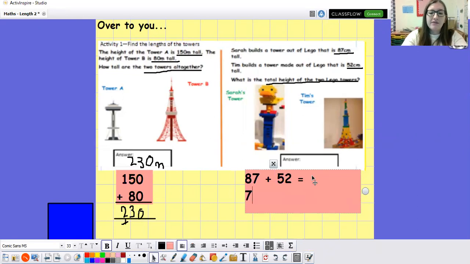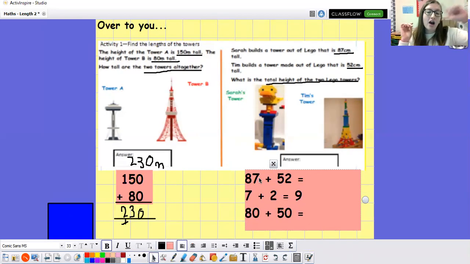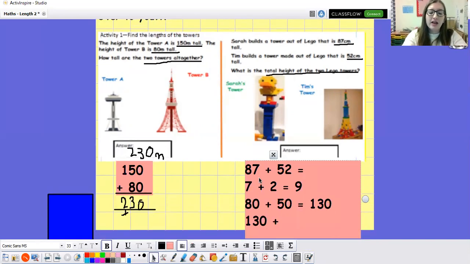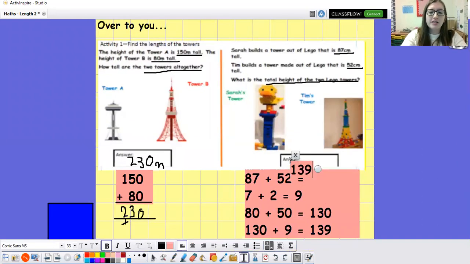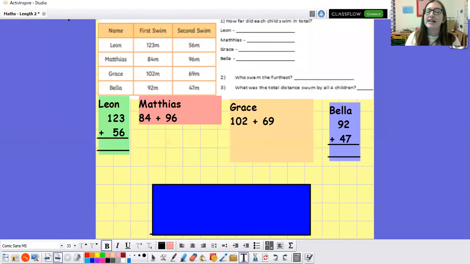So I'm going to do 7 add 2, which I know is 9. And then I know that 8 tens is 80, add 5 tens, which is 50. Well, we can go 80, 90, 100, 110, 120, 130. And then add those 2 together, 130 add 9 is 139. So your answer should have been 139, and this time it was centimetres. So well done if you got both of those. Okay, let's have a look at what number 2 was then.